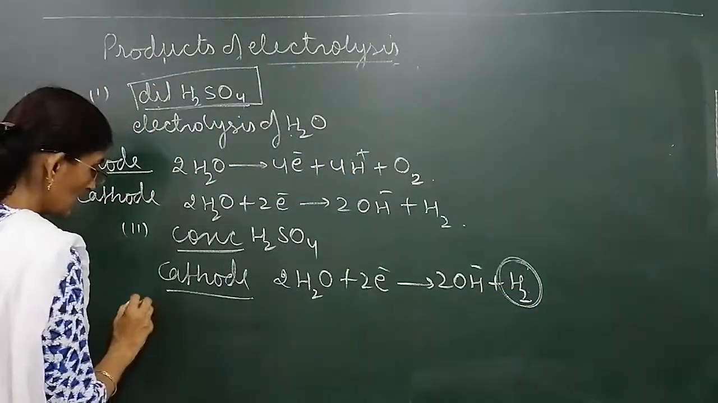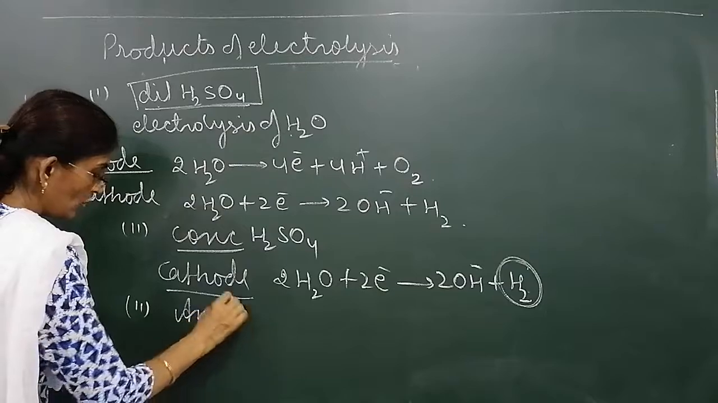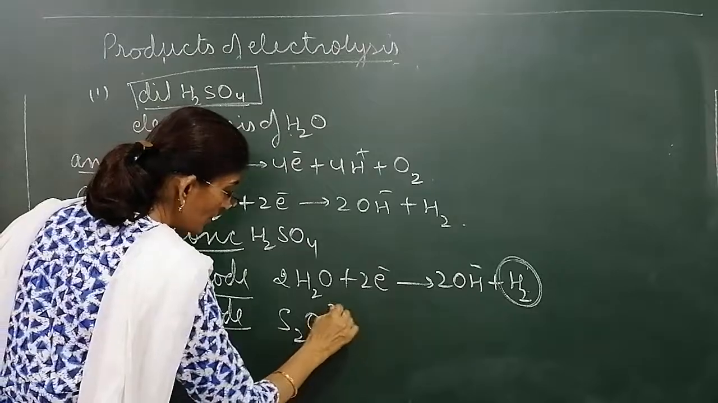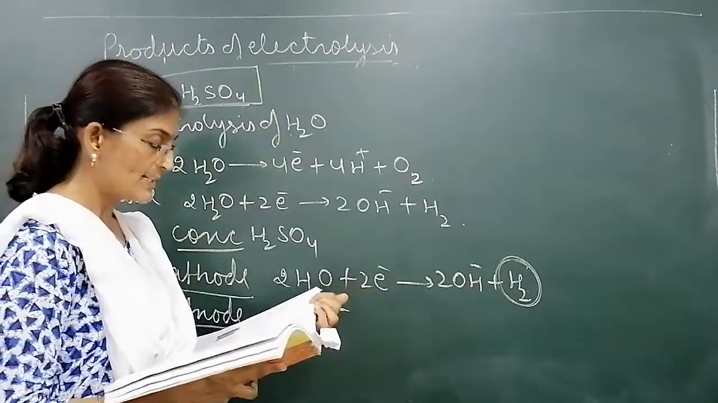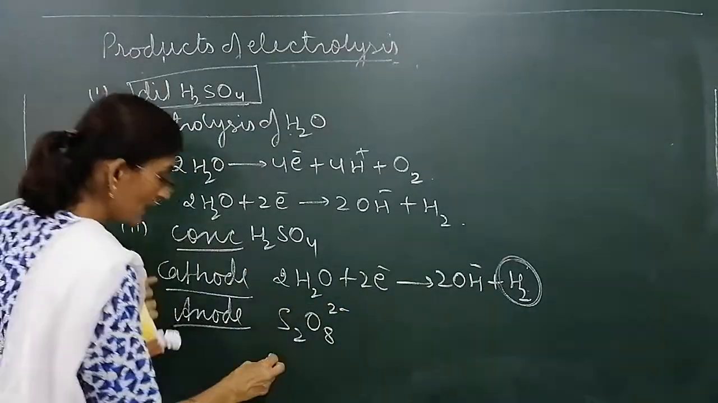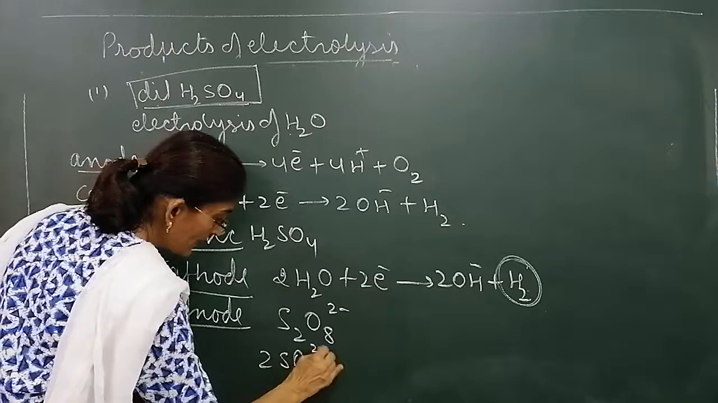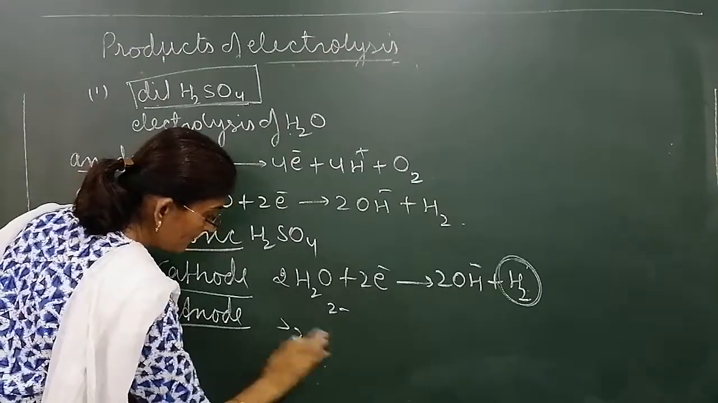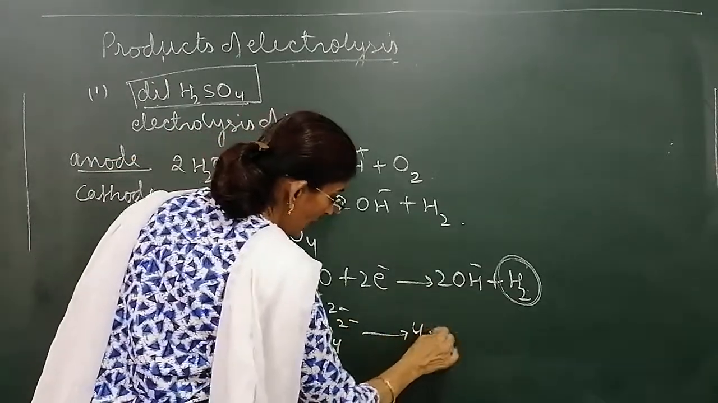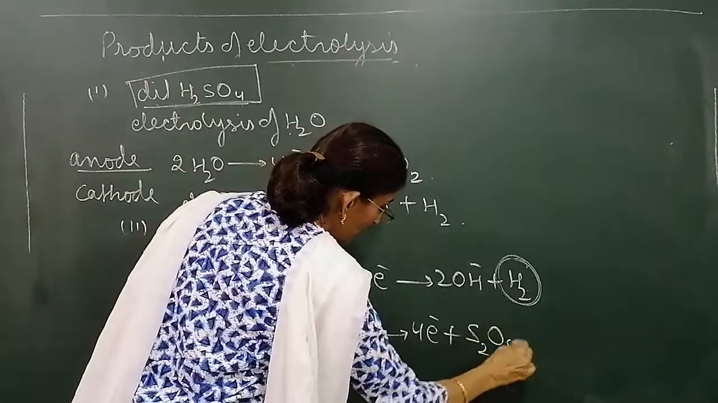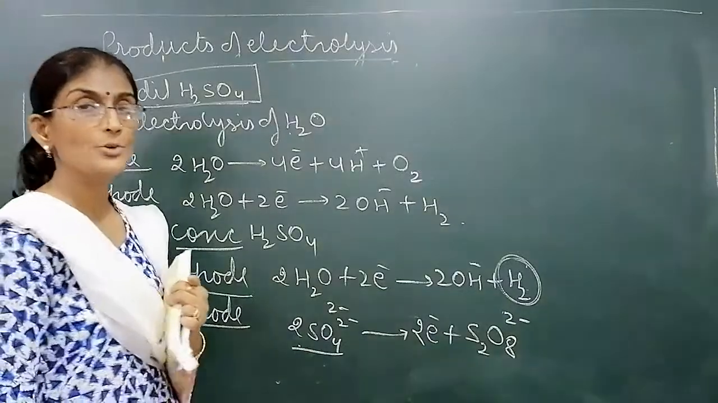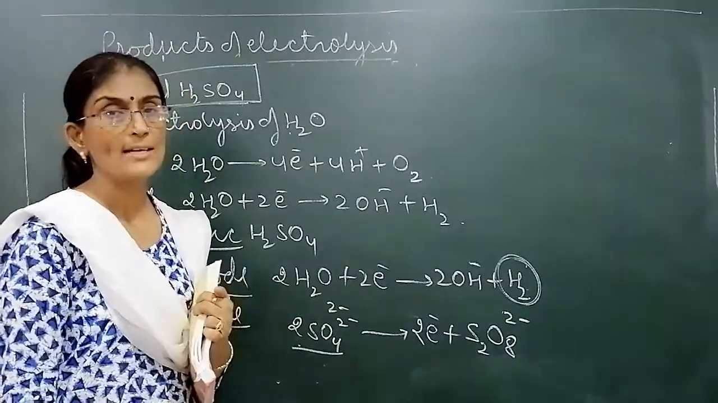But at the anode, if we take concentrated H2SO4, then S2O8 2 minus, which is called the peroxodisulfuric acid ion, will form with the loss of 2 electrons. So what is the reaction taking place? 2 moles of SO4 2 minus lose electrons and form S2O8 2 minus. So which ion will be produced when concentrated H2SO4 undergoes electrolysis? S2O8 2 minus. What do we call this?